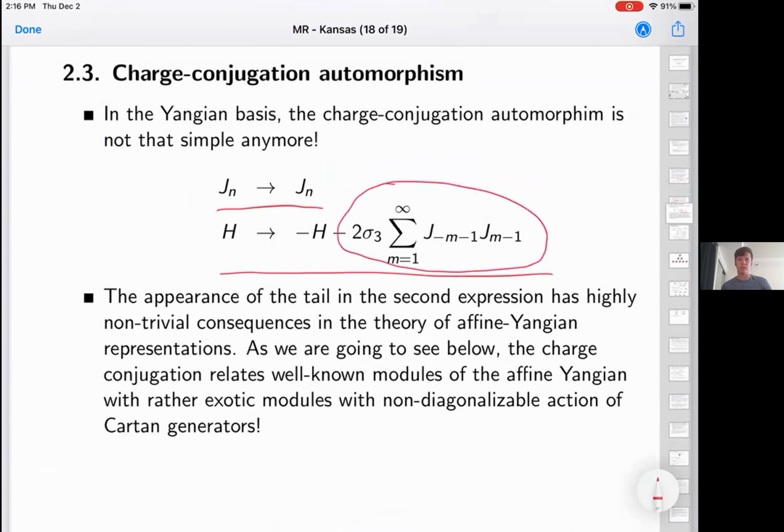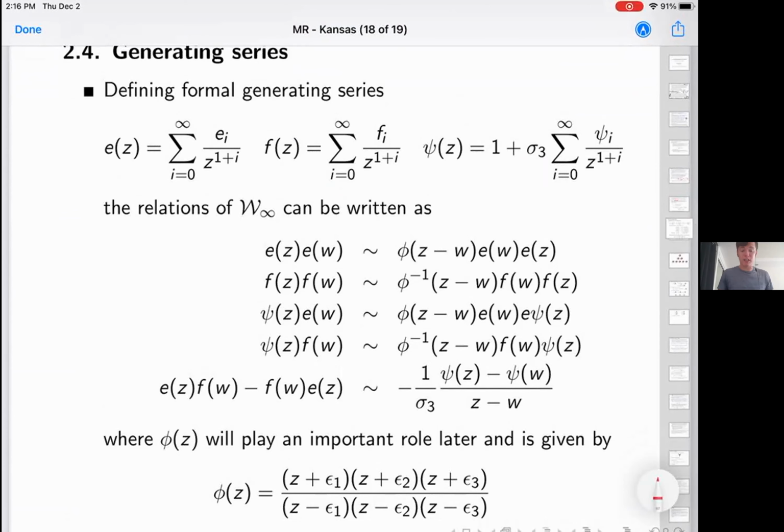Okay, but before moving to the discussion of the representation theory of our algebras, let me rewrite the algebra relations slightly differently by introducing yet another formal generating series of the following form. Using these generating series, you can write down the relations of this GL1 affine Yangian in the following slightly more compact form, where I introduce the following ratio.